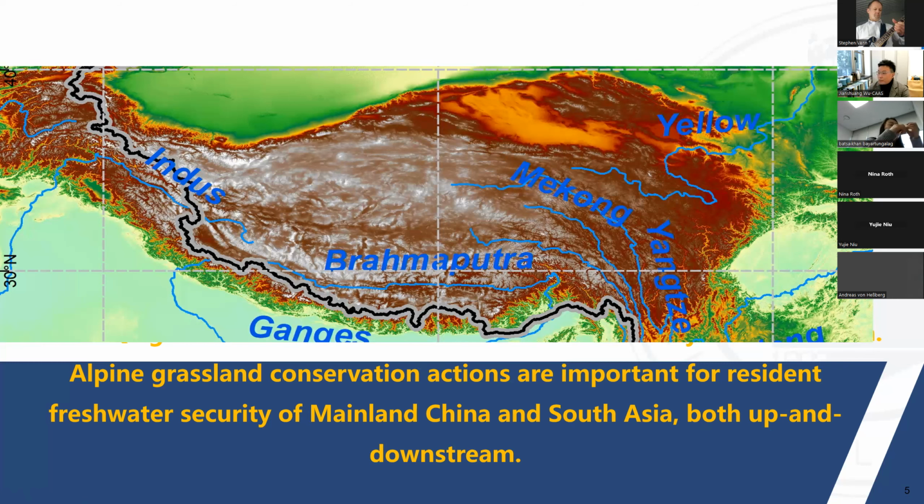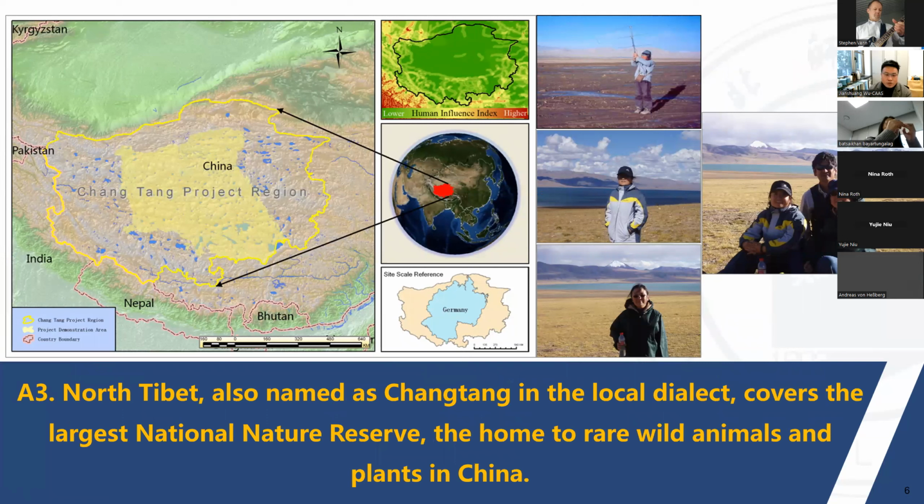So it is very important to do grassland research and also grassland conservation actions funded by the governments. The third one is why we chose North Tibet. North Tibet, locally also named Changtang, means a high flat area in the north of Lhasa. This map is from the Wildlife Conservation Society, from a colleague named Dr. Alicom, who led the Changtang project in about 2008. I joined his field work in 2009.